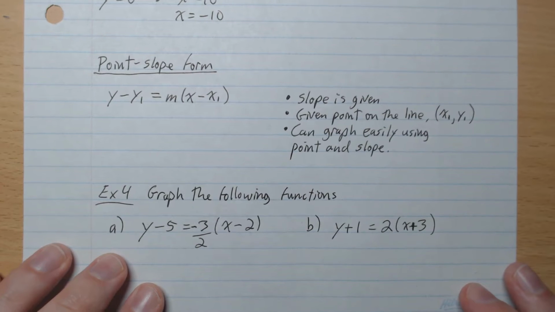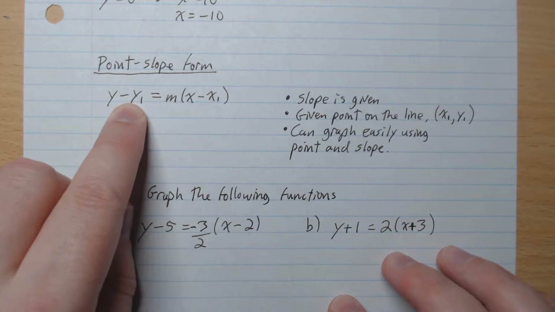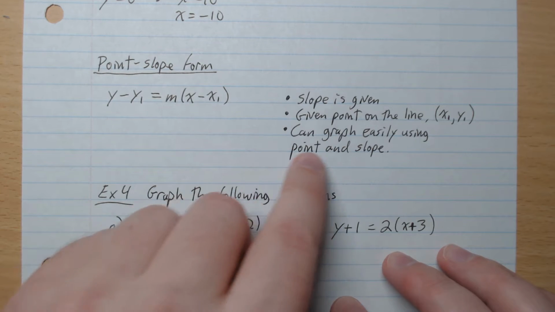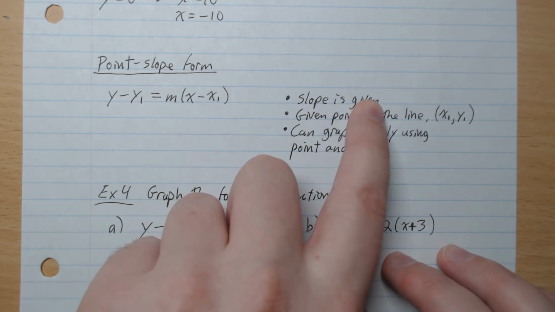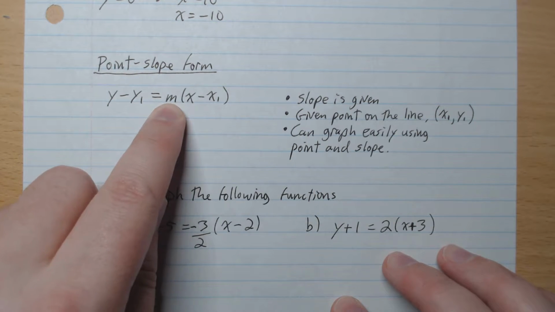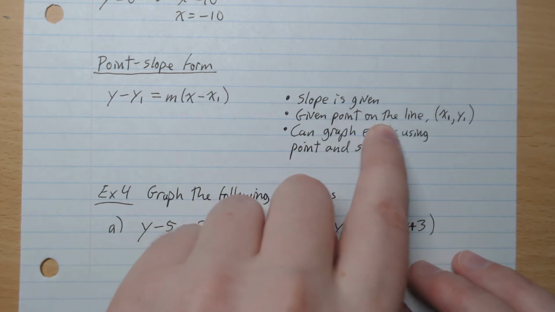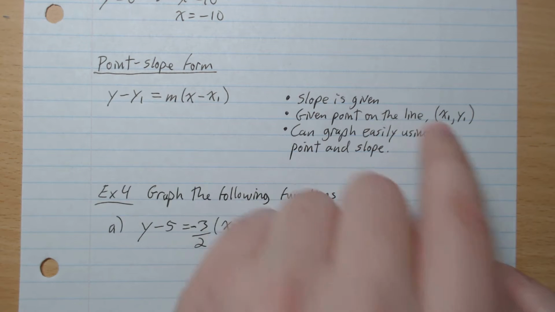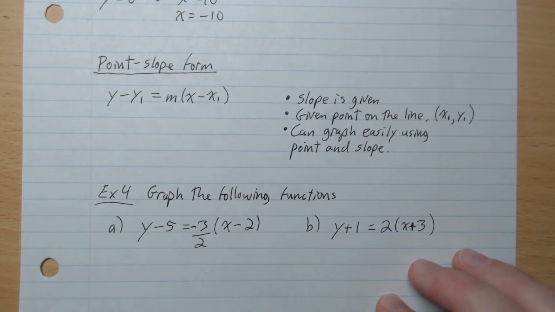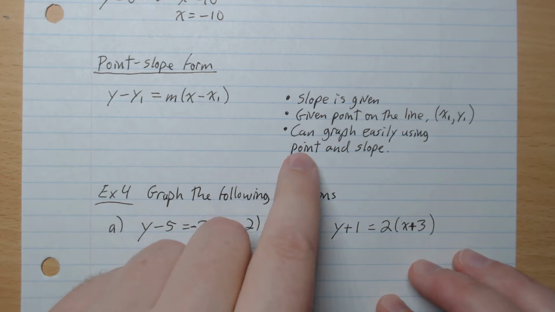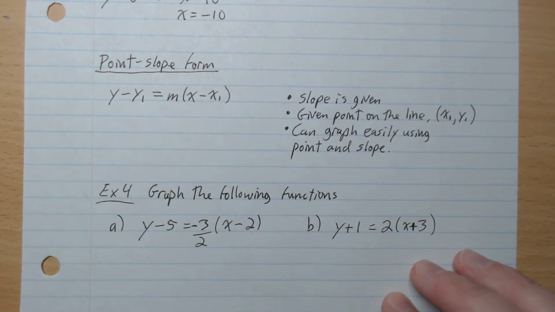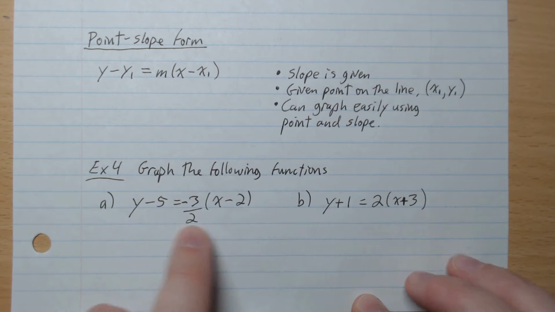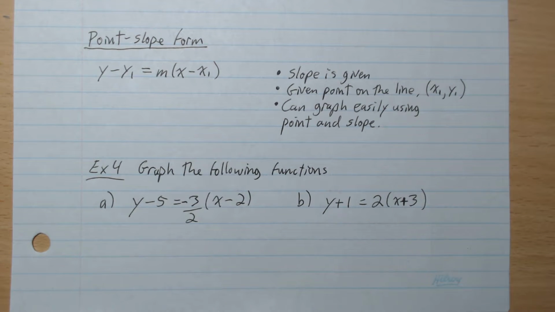Okay, point slope form. So this is y minus y1 equals m times x minus x1. And so here's some of the advantages. One, the slope is given. So that's our m value that's given here. And what's given is a point on the line. This x1, y1 is a point that is on the line. And then you can graph easily using this point and the slope. So that's what we're going to do here. Example 4, we're going to graph the following functions.